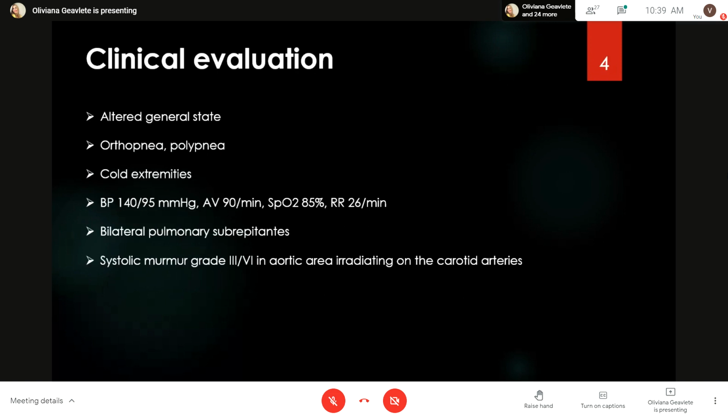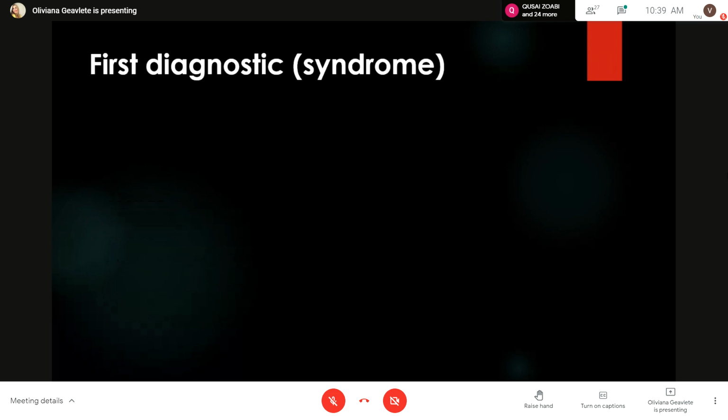Okay, so cold extremities, this is an important issue. And then you have all the parameters you've asked for. Let's try to have the first diagnosis to put this patient into a syndrome. What syndrome could it be?